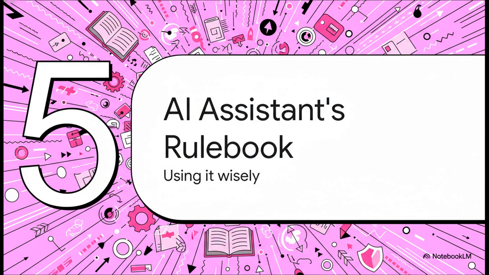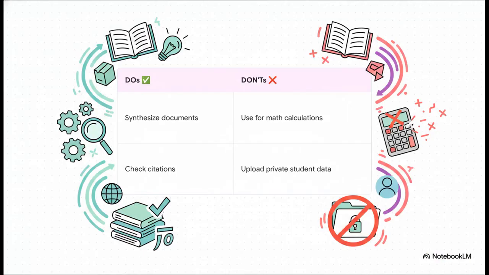All right, so this thing is obviously super powerful, which means we should probably talk about the right way to use it. So let's go over the AI Assistant's rulebook, just a few tips for using it wisely. It's pretty simple, really. Do use it to mash up ideas from different documents. And definitely do double-check those citations. They're there for a reason.